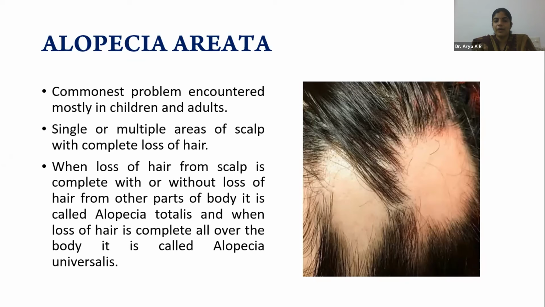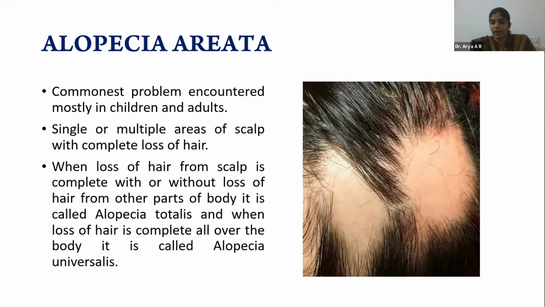Okay. When the loss of hair is complete in alopecia areata, it is again classified into two: alopecia totalis and alopecia universalis. In alopecia totalis, you will have loss of hair from the scalp. Loss of hair from other parts of the body may or may not happen. That is, the loss of hair from the scalp is complete, with or without loss of hair from any other part of the body. In alopecia universalis, you will have loss of hair all over the body.